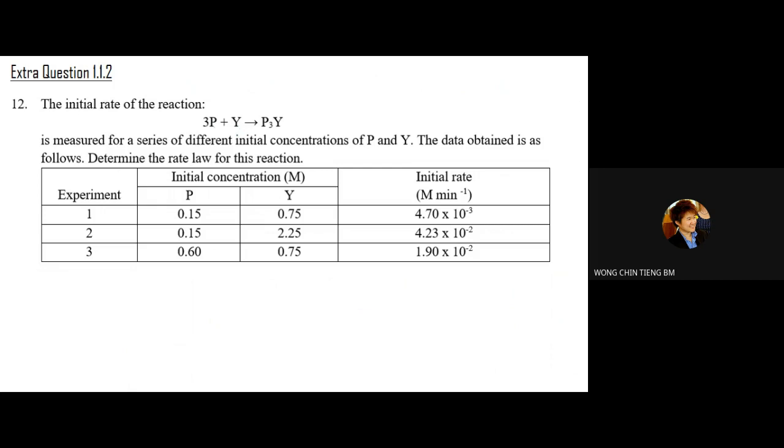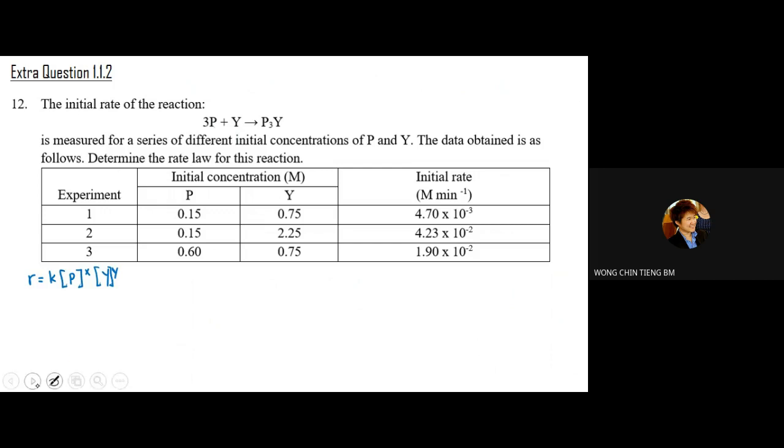Before you find the order of the reaction, it's very important for you to write the rate law. So the first step, okay, is to write the rate law R equals to K, concentration of P unknown X, concentration of Y unknown Y. Okay? Letak je unknown. Tak suka X, Y, letaklah apa-apa power yang hendak letak, janji kamu label.